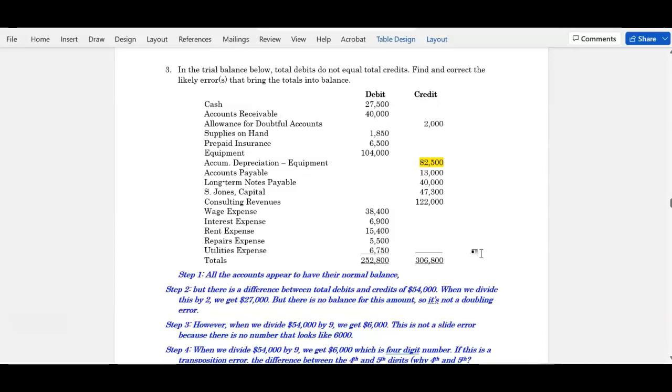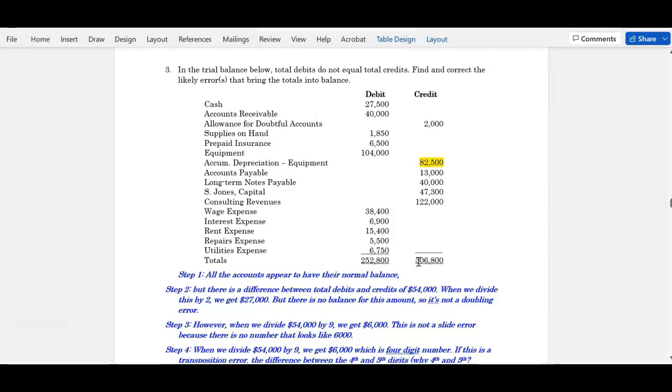Another problem, number 3. In number 3, again, both sides are not equal, right? So we go through the steps. Step 1, you check all accounts one by one, and you see all of them have a normal balance in the right place. So there's nothing to worry about. No problem. Let's go to the next step.